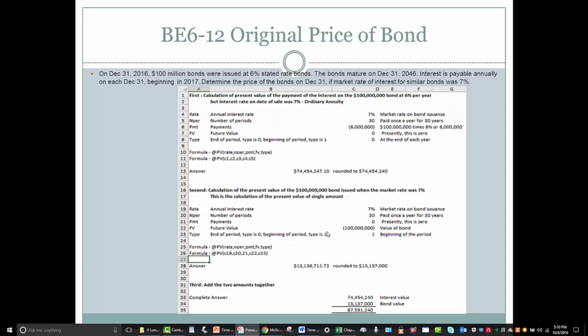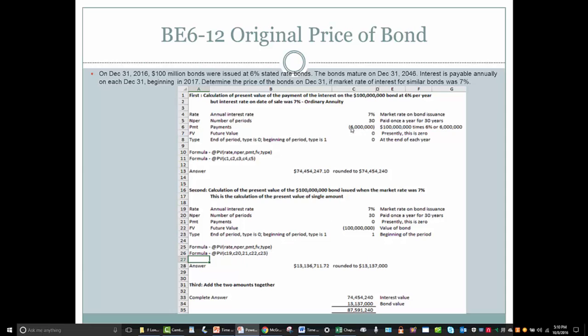And since this is the present value of the amount at the beginning of the period when they initially issued it, the type is going to be 1 because it's the beginning of the period. So here we have the formula: present value, rate, number of periods, payment, future value, and type.